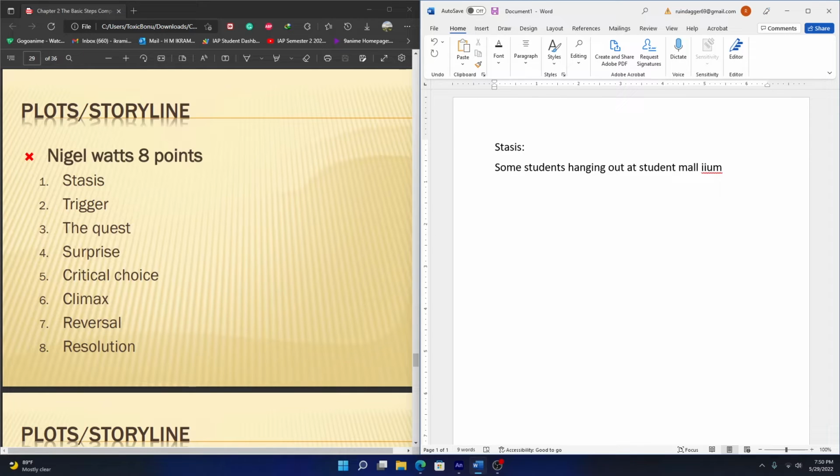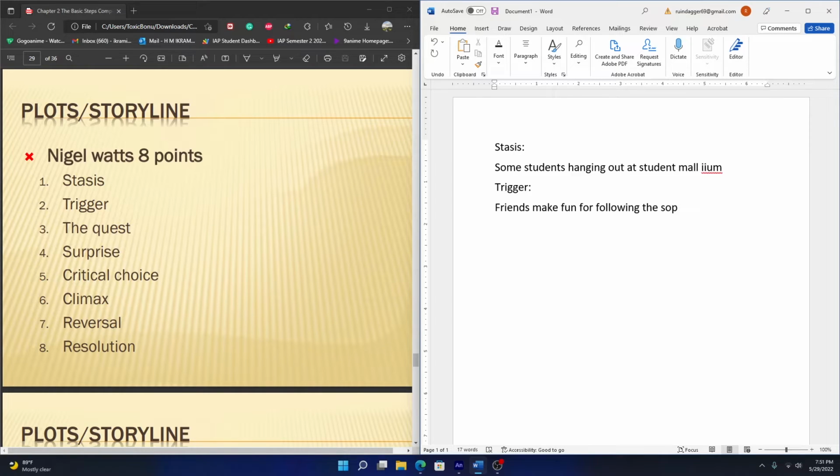The next one will be trigger, so let's go ahead and write down trigger. Trigger will be, for example, let's say there are some students hanging out at the student mall, and one of their friends comes there with a mask on, and he's trying to follow the SOP of the campus, but his friends make fun of him because no one follows the SOP or wears a mask anywhere, so they make fun of the main character. So let's say friends make fun of him for following the SOP. Okay, that's going to be the trigger.